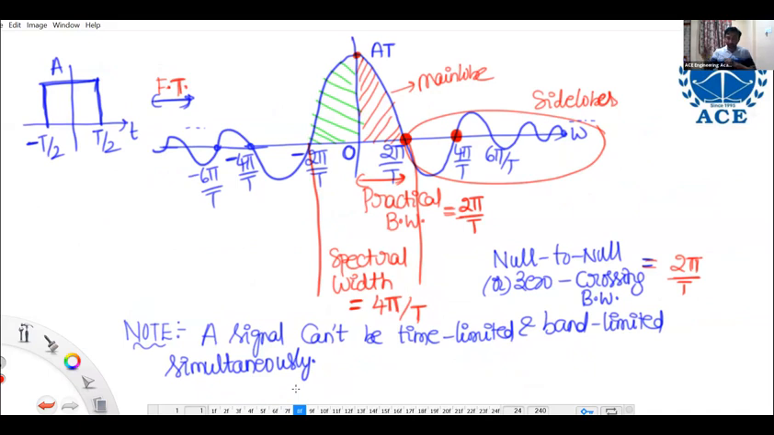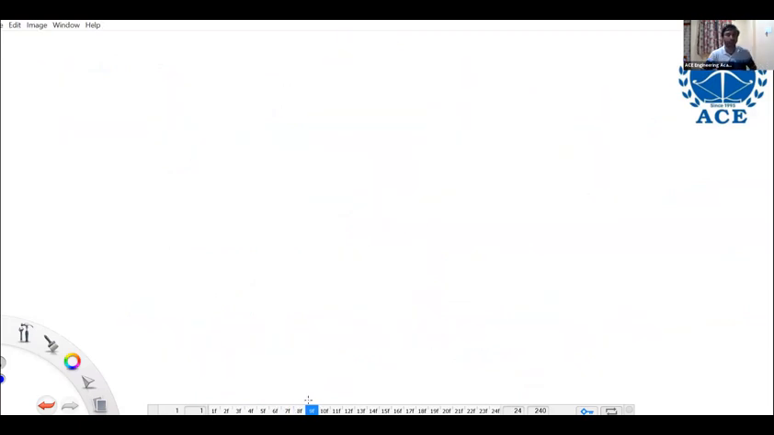Very good. Rectangle in time corresponds to Sa function or sinc function in frequency domain.